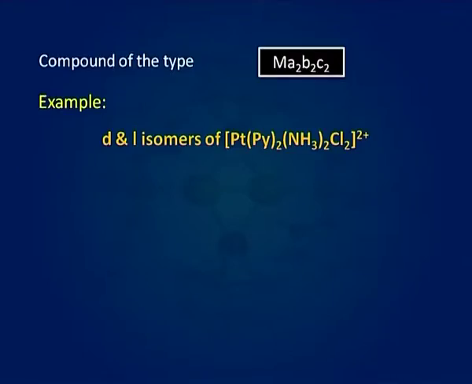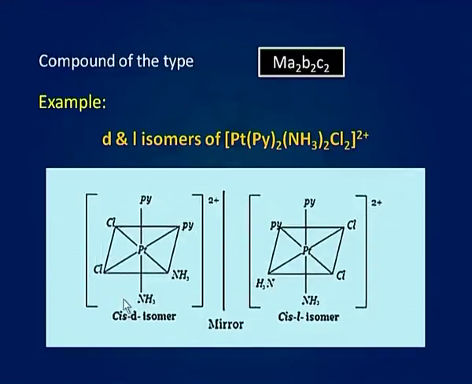Now, we are taking another example of Ma2b2c2 type of complexes. The example taken here is [Pt(py)2(NH3)2Cl2]2+. Here you can see that the cis isomer of this is optically active as the mirror images are non-superimposable. Therefore, the cis form of this complex has optical isomerism and contains D and L forms.